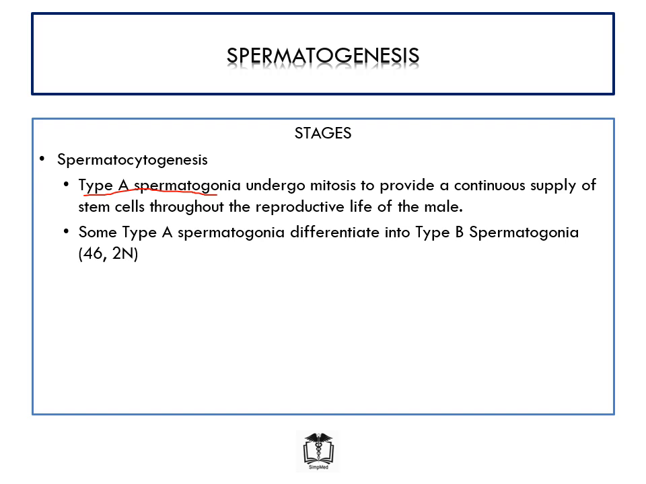And this type A spermatogonia will undergo mitosis, and as they undergo mitosis, they provide a continuous supply of stem cells throughout reproductive life. That's why in males, we don't necessarily run out of germ cells or sperm cells within our testes, because the type A spermatogonia is always replenishing the stem cells found in the testes. Some of the type A spermatogonia will differentiate to become type B spermatogonia, and this occurs through mitosis. That would be a more mature form of the type A spermatogonia.